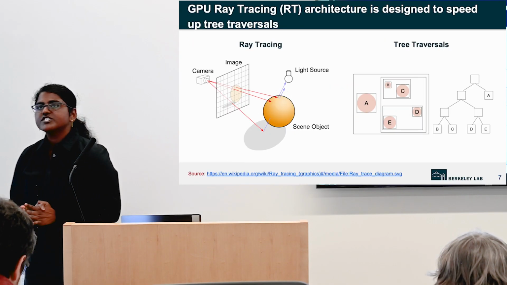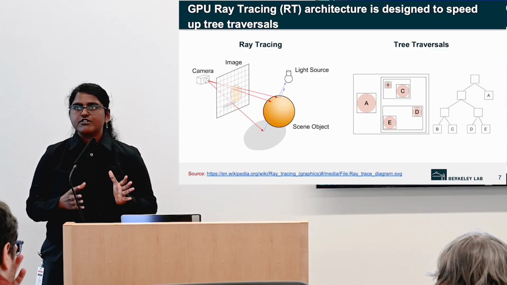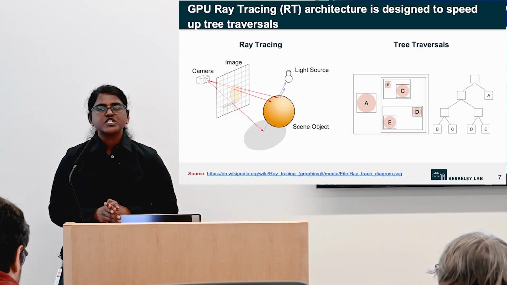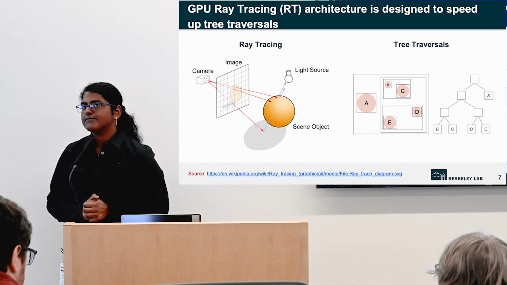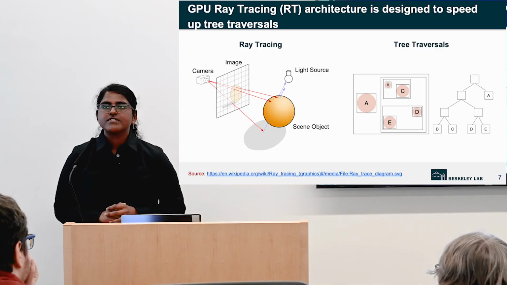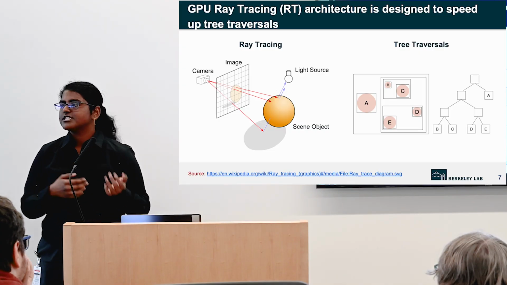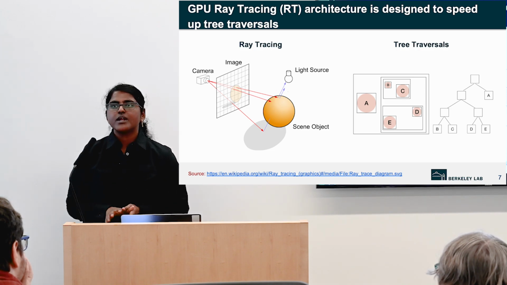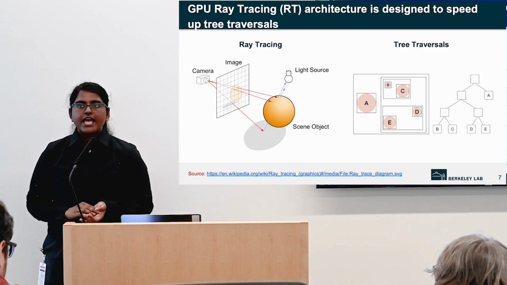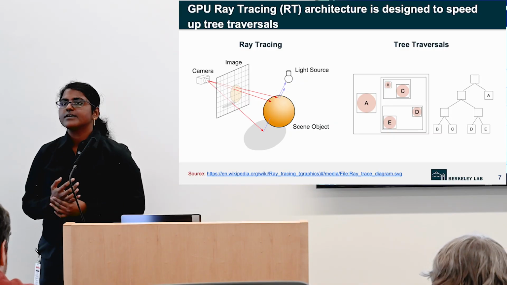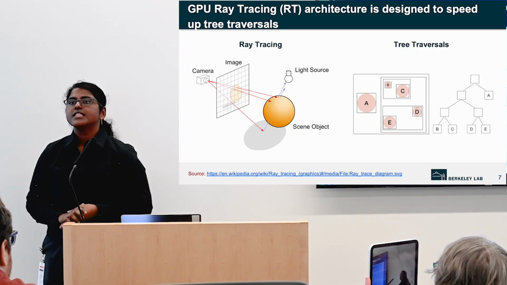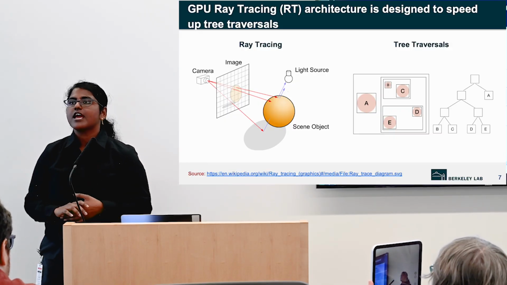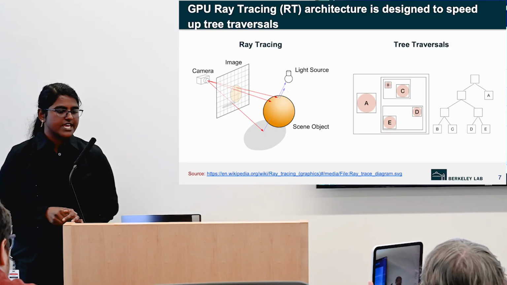So the GPU ray tracing architecture consists of both shader cores and ray tracing cores. And the whole architecture is designed to speed up tree traversals in the case of a particular rendering algorithm called ray tracing. So let's say you have a bunch of objects that you want to render onto the image. The way this algorithm works is that it would shoot several rays from the camera per pixel in the image plane. And when these rays hit the objects, based on what objects the rays hit, the particular pixel is rendered. And to determine which ray is hitting which object, the objects are indexed and queried using a tree.